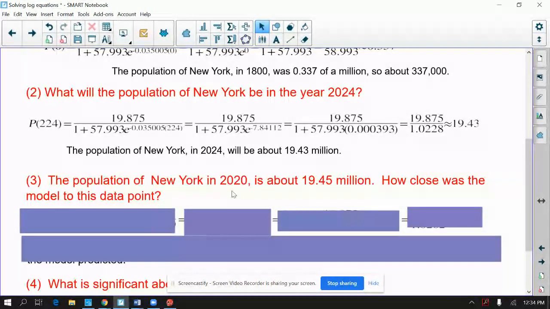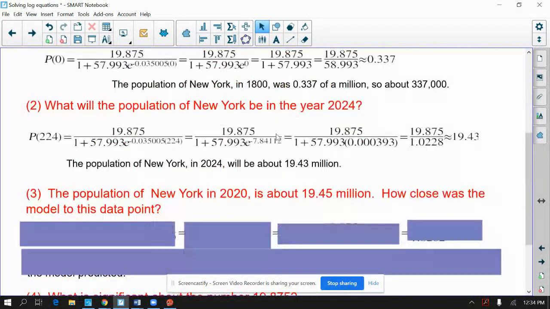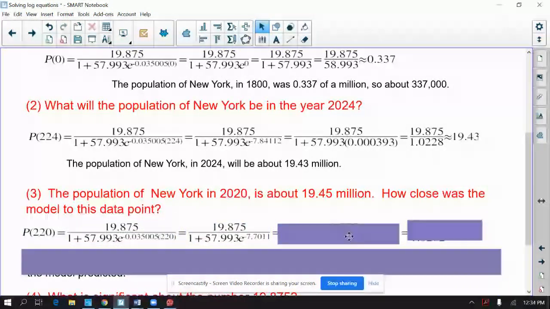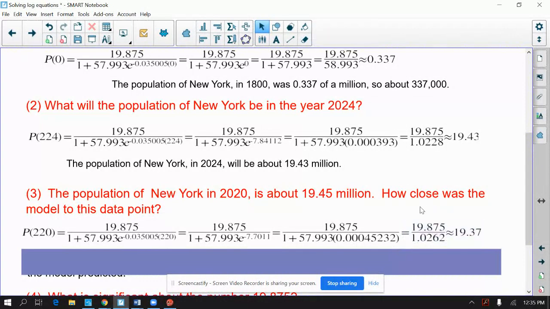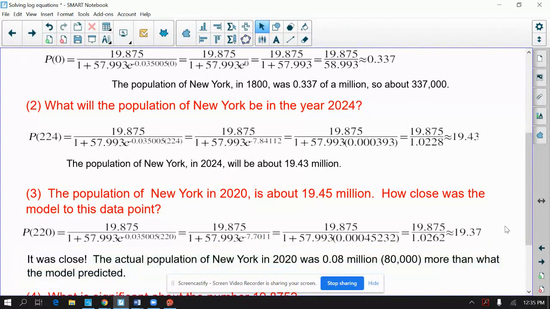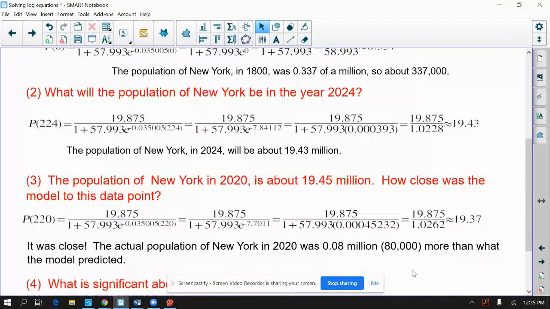So in 2020, what does the model say the population of New York will be in 2020? Well, in 2020, that is 220 years after 1800. So you plug in 220, you very, very carefully multiply. Do not round. You really have to write out a lot of decimals here because rounding will really warp your answer. 19.37. So the question is, how close was it? And pretty close. 19.37. The difference between 19.45 and 19.37 is 0.08 of a million. So only off by 80,000 people.